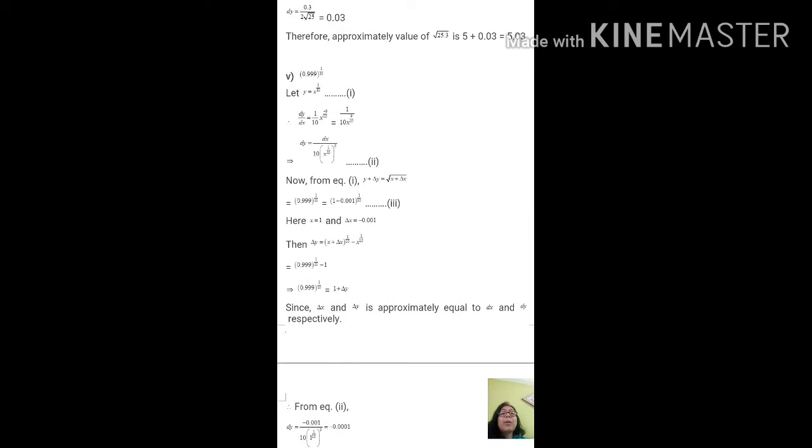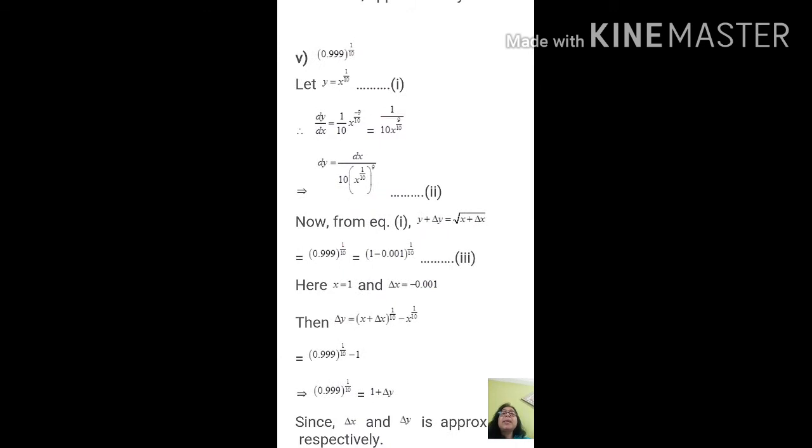Next is question number 5, we will discuss. Previously what I have told, first you have to decide which one will be the function. Here f(x), or maybe y, we can write this as x to the power 1 by 10, the 10th root of any value x. So dy/dx, what is it? It will be 1 by 10, x to the power 1 by 10 minus 1, so x to the power minus 9 by 10, so 1 by 10, x to the power 9 by 10.